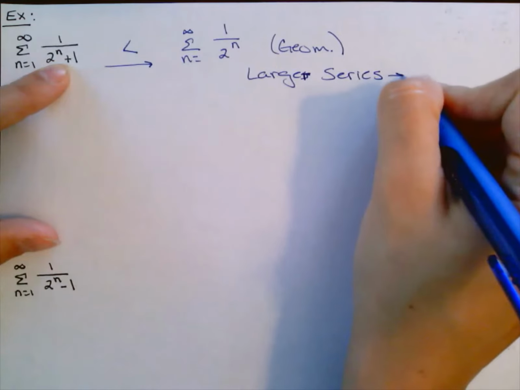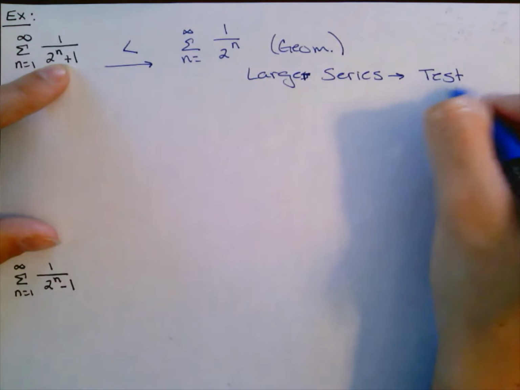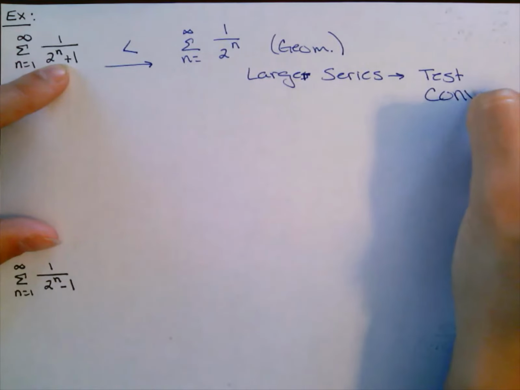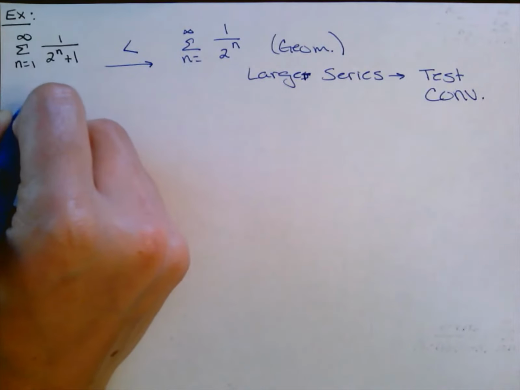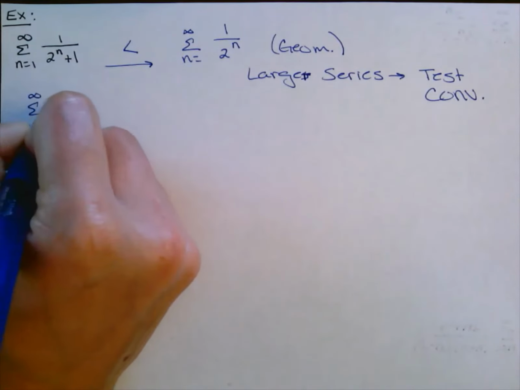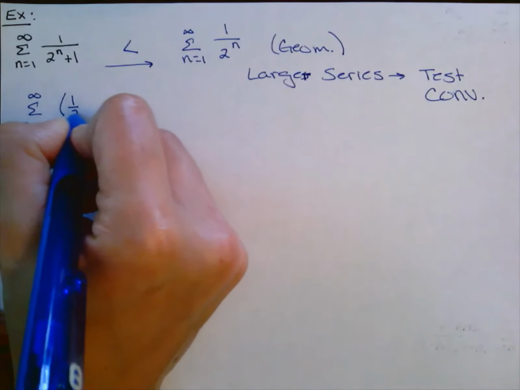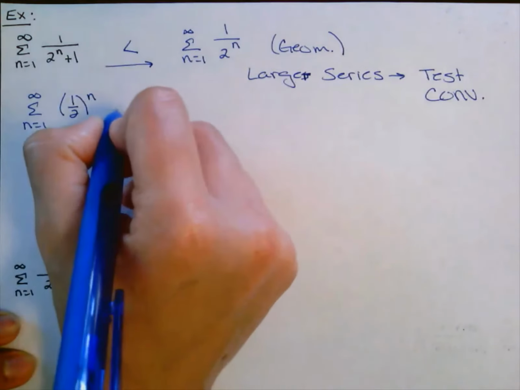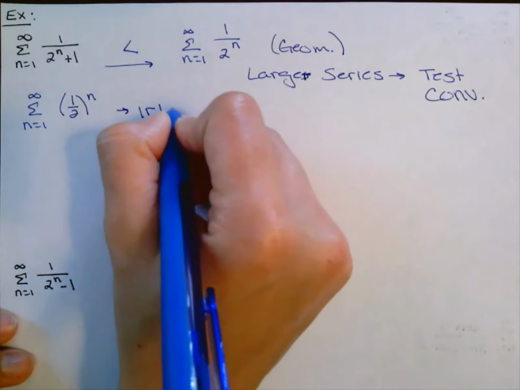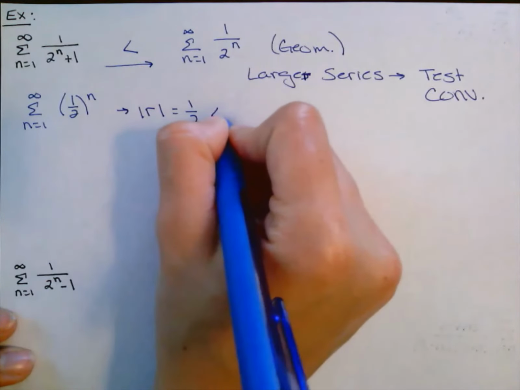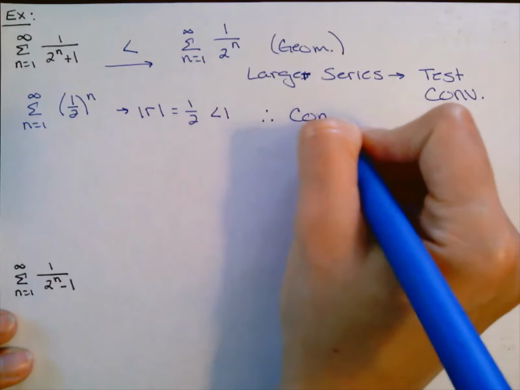that means I can only test for convergence. Okay, so let me go ahead and test it. I forgot to put my little 1 up here. Remember, I can rewrite this as half raised to n. And so that means that my r, according to geometric, absolute value of r, is half, which is less than 1, which means this one converges.